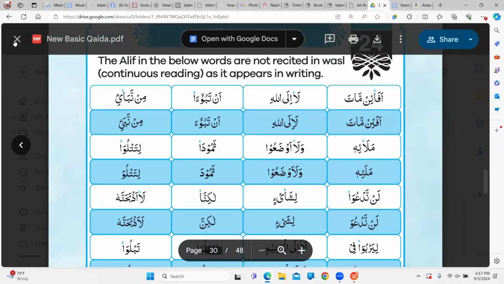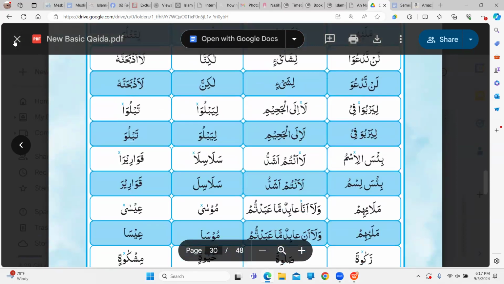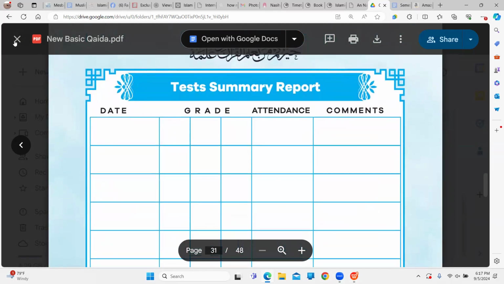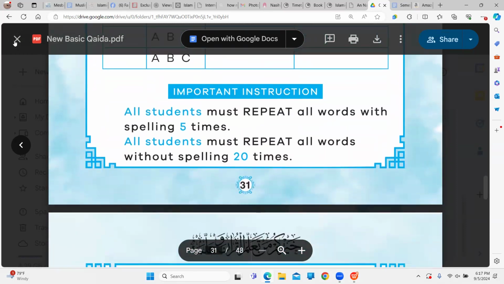Oh, this is also one part of qaida, where you have la ilallahi afa immata. In the Quran there are some places where there is an alif, but we don't pronounce it, right? And then you have the test. Here the Sheikh added more: with spelling 5 times, without spelling he mentioned 20 times. Anyway, 15 times at least, inshallah.